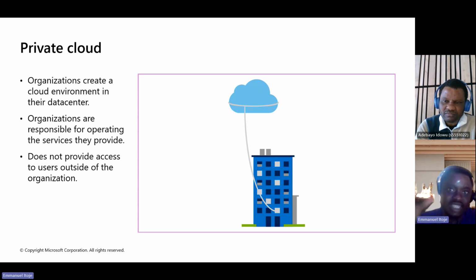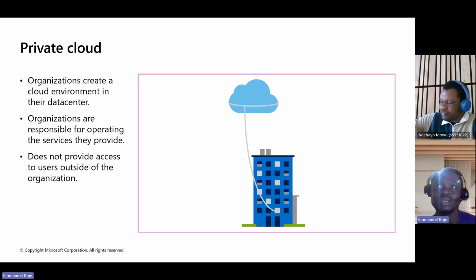So everything is on their premises, right? Then organizations are responsible for operating the services they provide. Because this is a private cloud, they are the ones that own it, so they are responsible for everything: the data center, the lighting, the facility itself, the security. A data center needs to have a cooling system. So the organization is responsible for that, 24 hours internet, 24 hours power supply, everything.